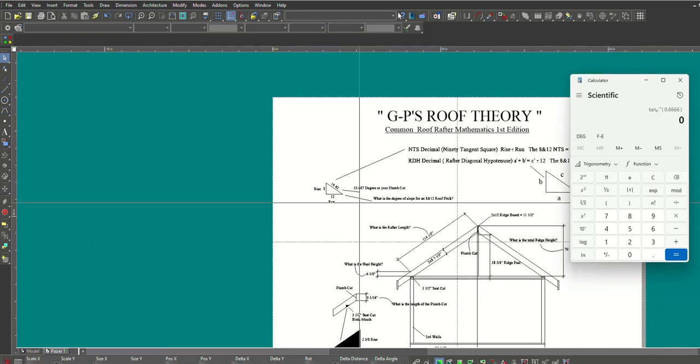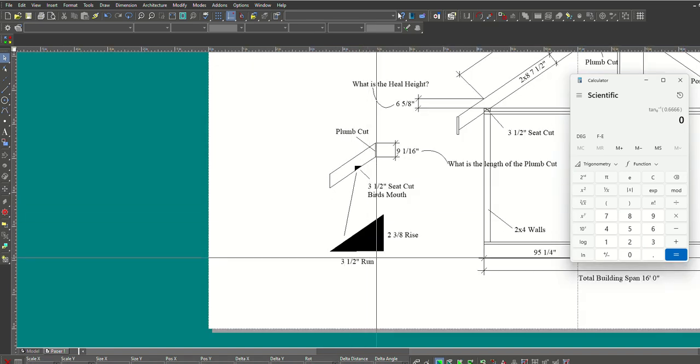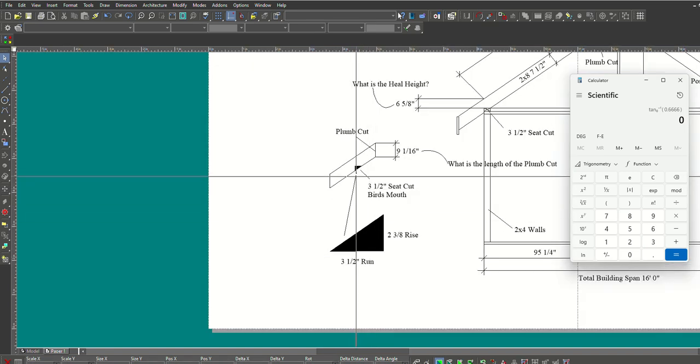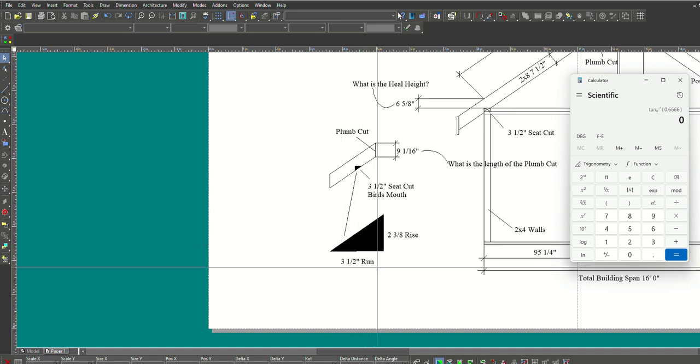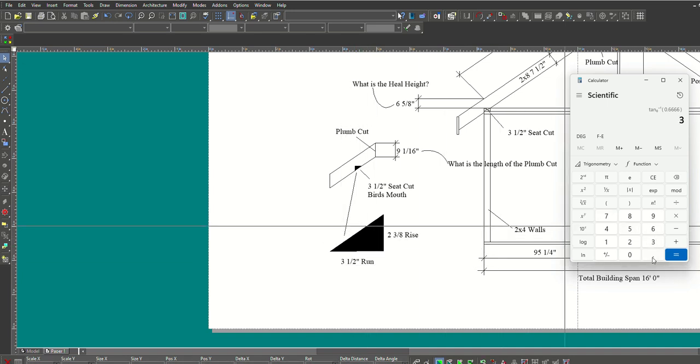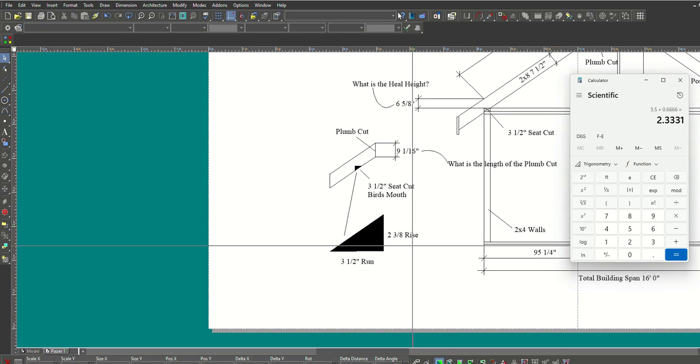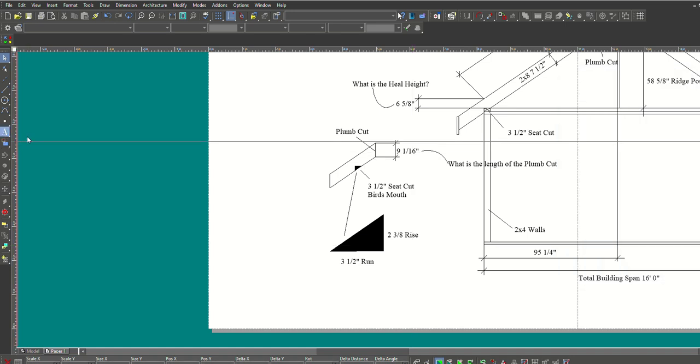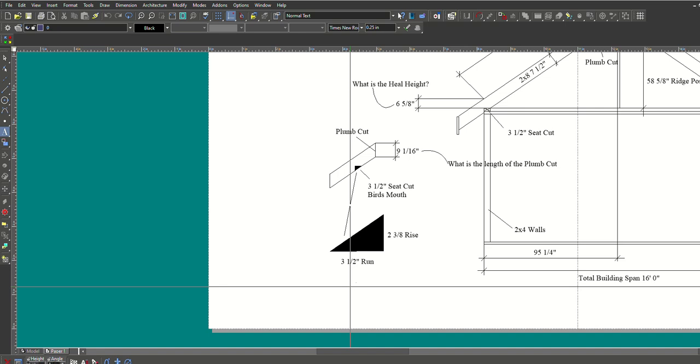Clear that out. Now we're going to use this NTS decimal down here for this bird's mouth seat cut. So we have a seat cut of 3.5, which now becomes the run. So 3.5 times the NTS of 0.6666 equals 2.333. Now 2.333 is probably closer to 5/16 than it is 3/8, but I tend to go to the higher side of the dimensions. So we'll just log this number in down here. 2.375 would be 3/8 of an inch.